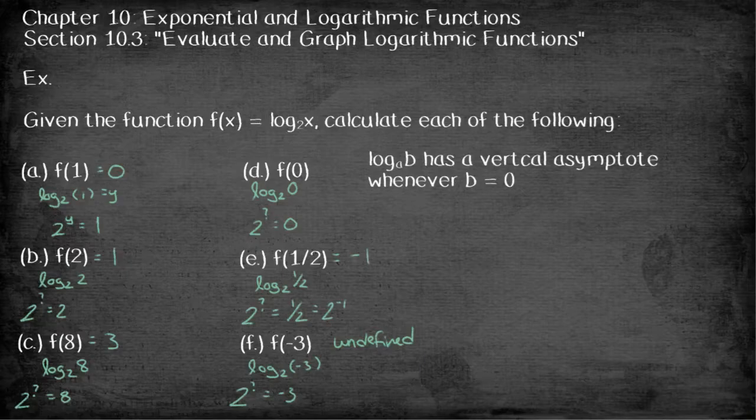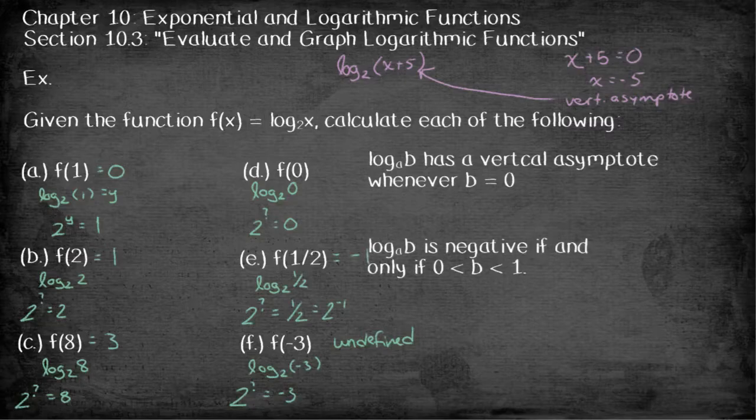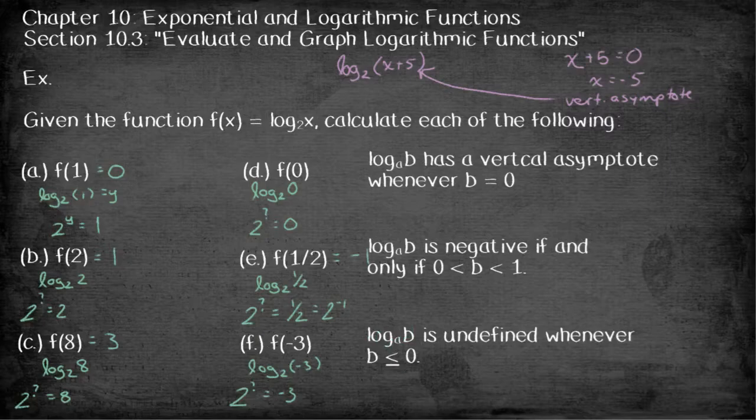You could also have, like, log base 2 of x plus 5. And if we solve x plus 5 equals 0, we get x equals negative 5. So that would be a vertical asymptote for that. All right, and again, to reiterate, the logarithm is only negative if b is between 0 and 1. The logarithm is undefined whenever what is going into the logarithm is less than or equal to 0.